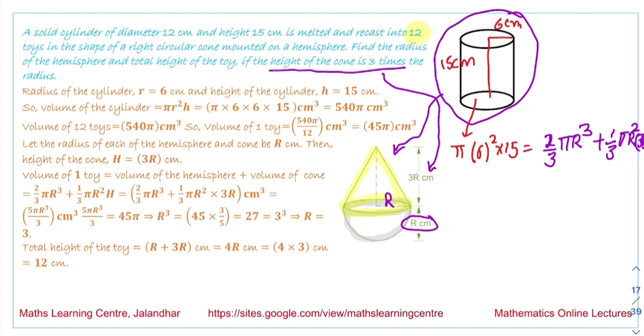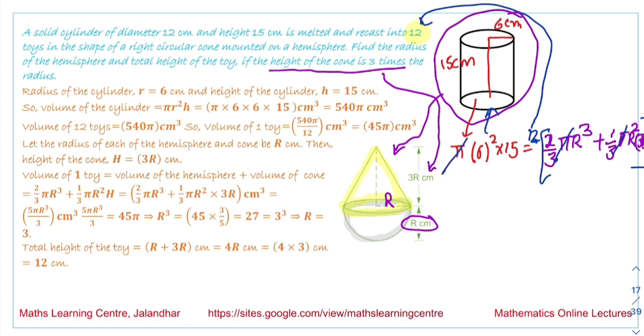Now it is given how many such toys there are. The number of toys is 12. It means the volume of 12 such toys should be equal to the volume of this cylinder. The pi gets cancelled from all these values.